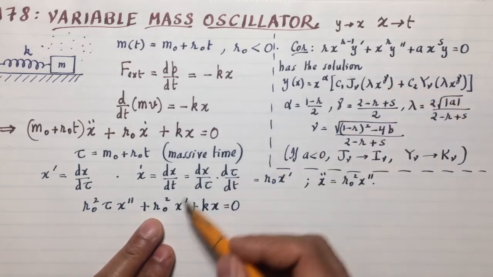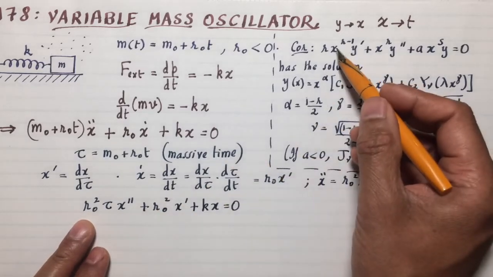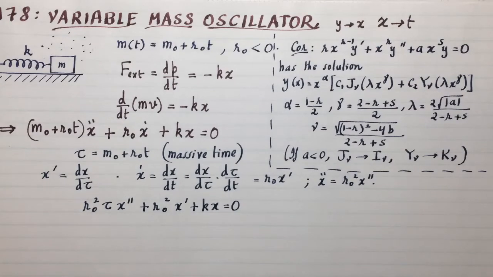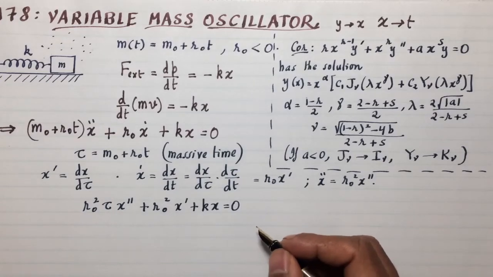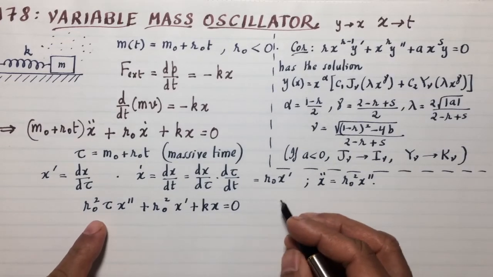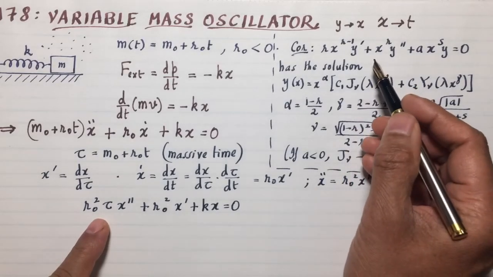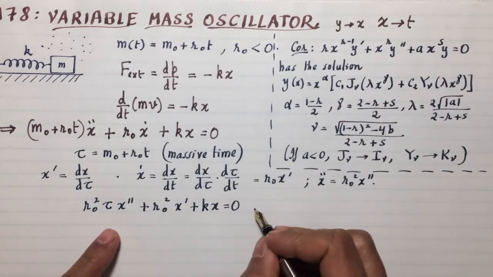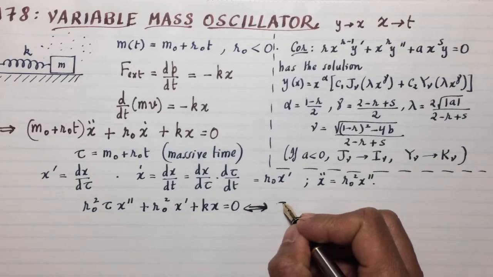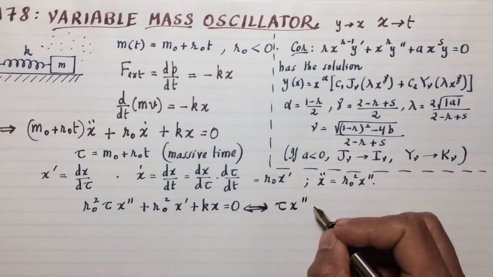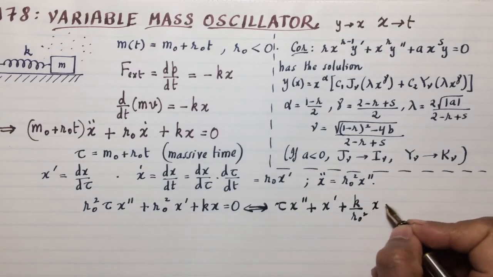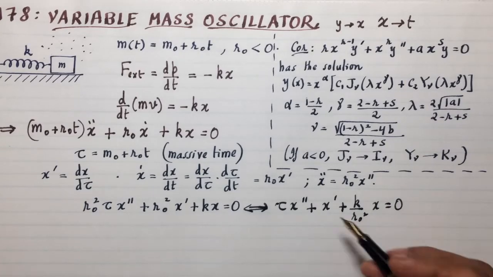So in this case, r naught squared is just x to the power r, and r naught squared tau is just this. So we can make all kinds of identifications. The identifications we make are the following. First, since this r naught squared business occurs in both terms, I'll divide both sides by r naught squared. So I get tau x double prime plus x prime plus k upon r naught squared x equal to 0. Now that's a one-to-one correspondence.